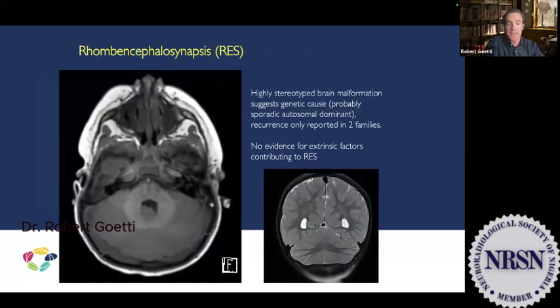So in this case, we have a malformation of the cerebellum where the vermis is absent and both cerebellar hemispheres are fused. And this is known as a rhombencephalosynapsis. It is very stereotypical, and there is probably an underlying genetic cause that just hasn't been identified yet. Recurrence has only been reported in 2 families, so the underlying genetic cause is probably a sporadic autosomal dominant mutation. There is no evidence for extrinsic factors contributing to rhombencephalosynapsis.